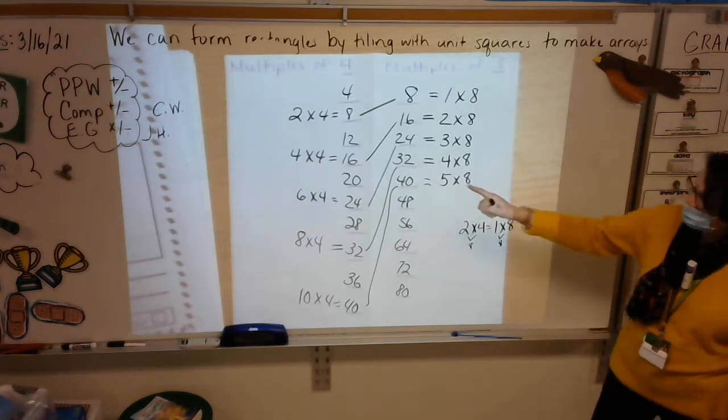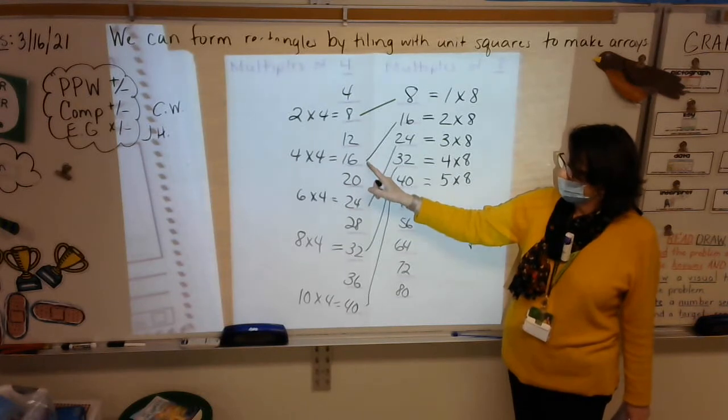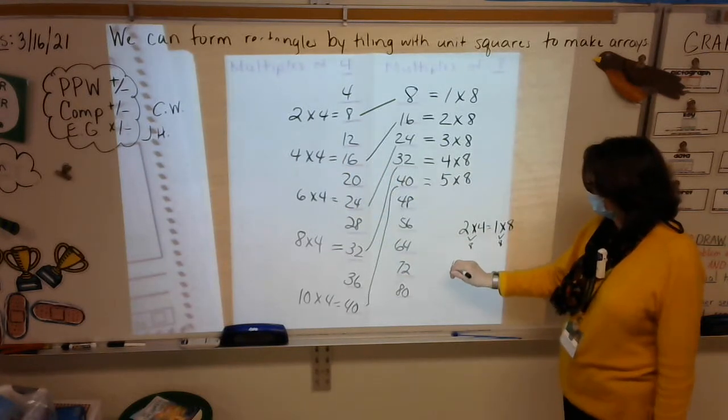Okay, let's go to the next one that has a match on the multiples of 8 side. It's 4 times 4. So let's write 4 times 4.